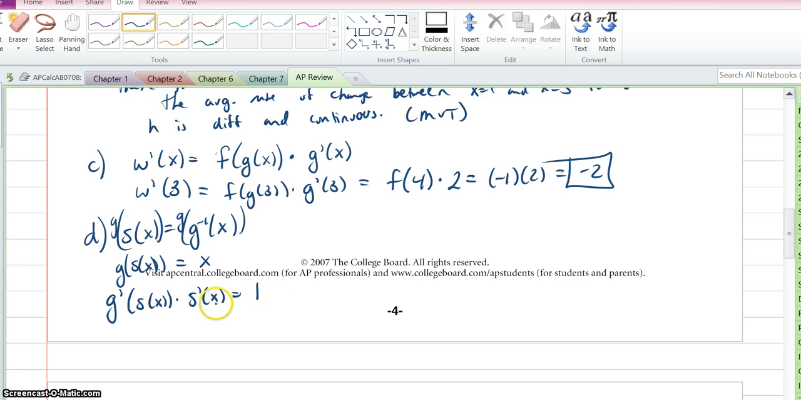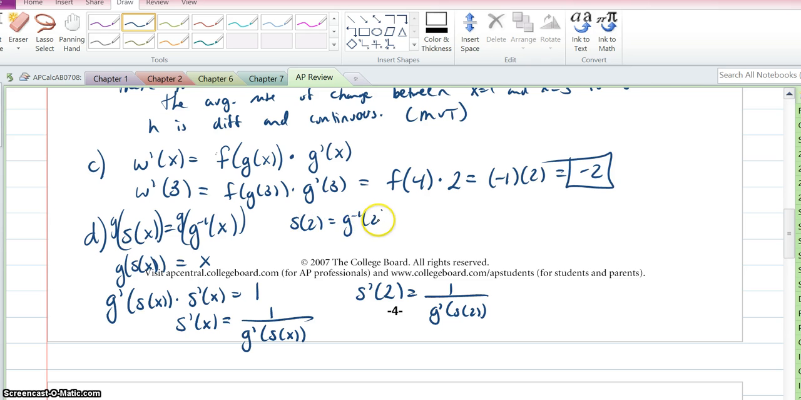We're trying to find s prime of x because we're trying to find the derivative of g inverse. So we're going to solve for s prime of x is equal to 1 over g prime of s of x. And what we're trying to find is s prime of 2. So 1 over g prime of s of 2. Now here's where it starts to get a little tricky because we have to figure out what s of 2 is. s of 2 is equal to g inverse of 2, which is going to be the same as, well, we have to look at when g is equal to 2. And that's when x is 1. So g inverse of 2 is equal to 1. And I got this from the table.